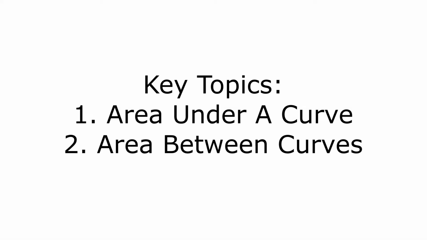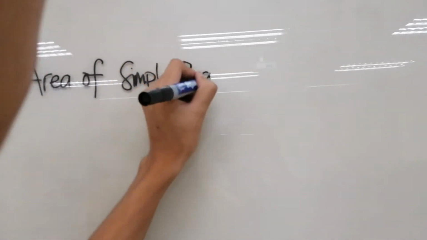In this video, we're going to tackle the areas by integration. The key topics in this lesson are: number one is the area under a curve, and number two is the area between curves defined by two given functions. So let's move on to the first part of the lesson.